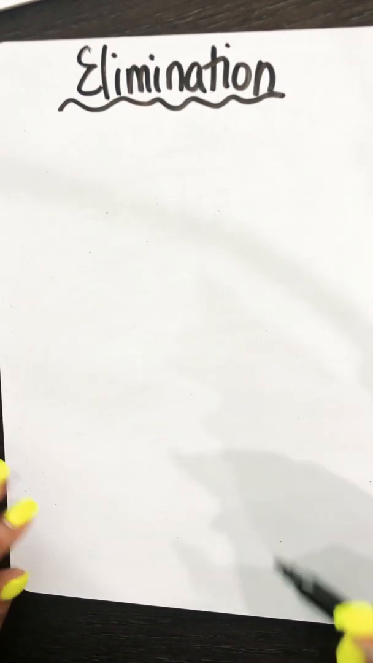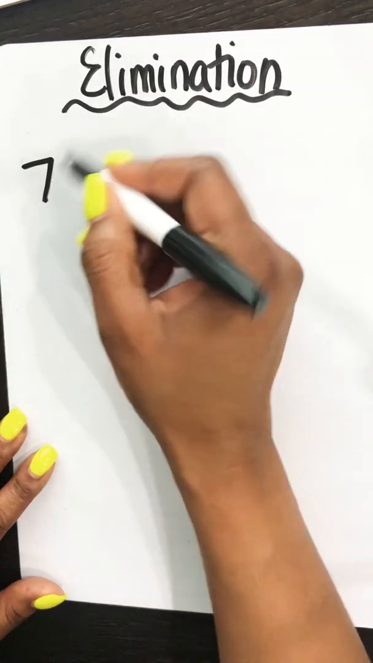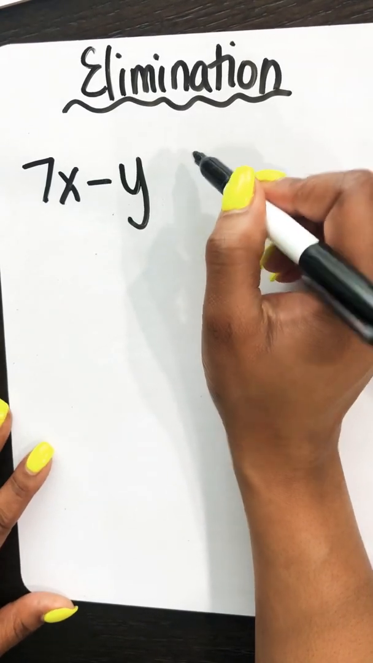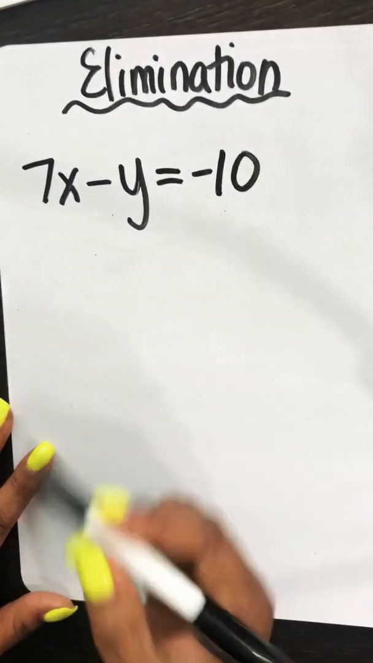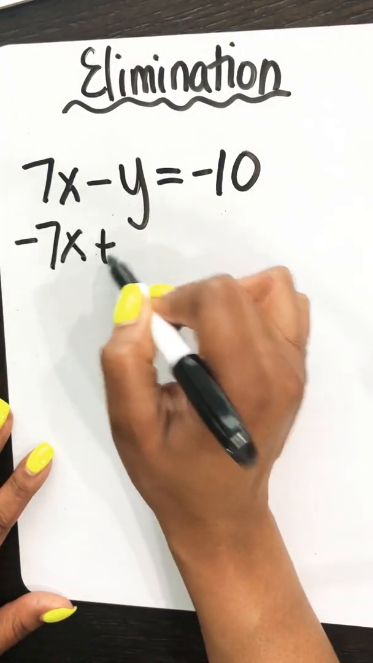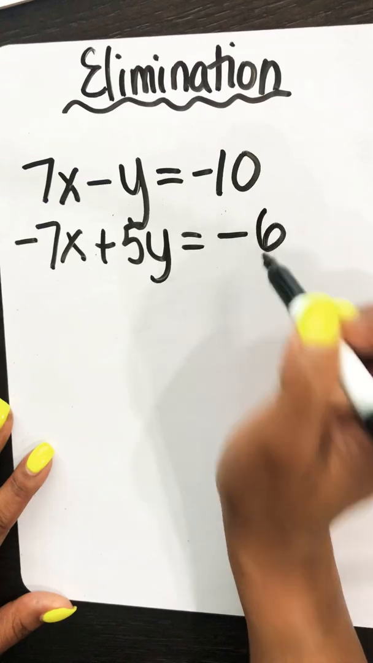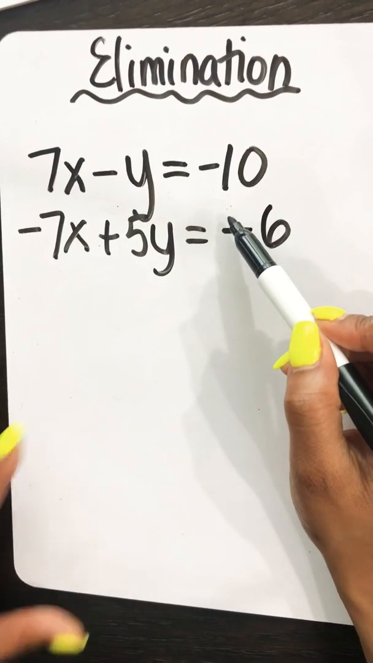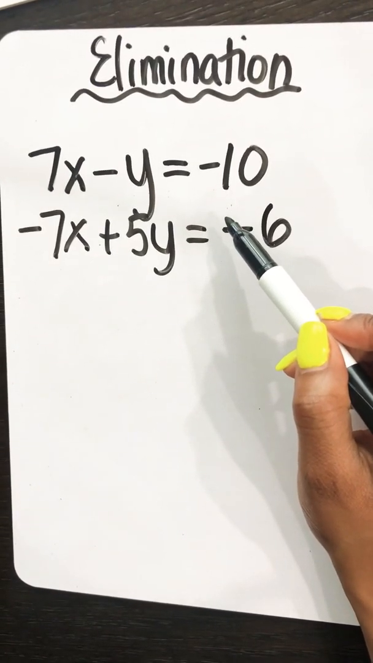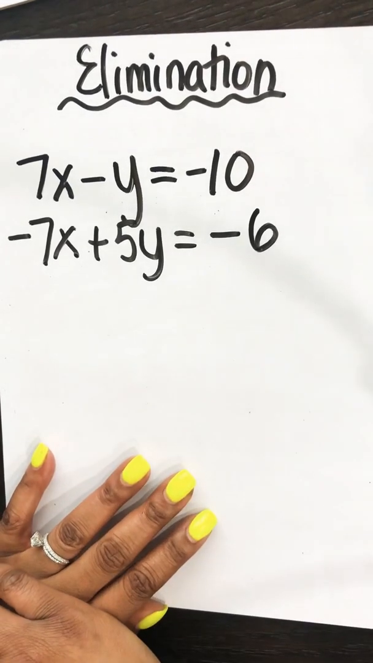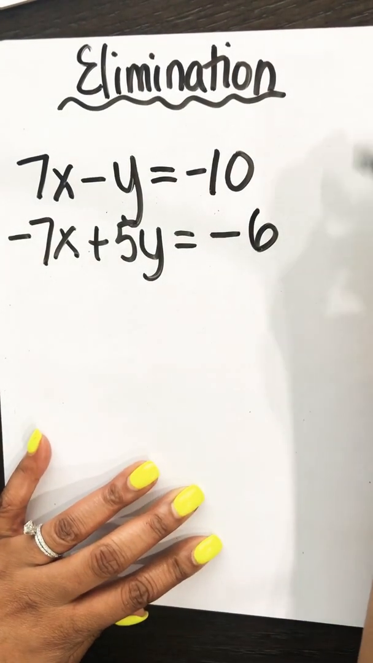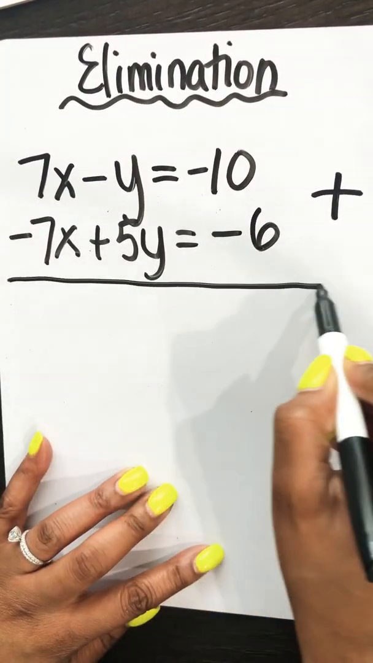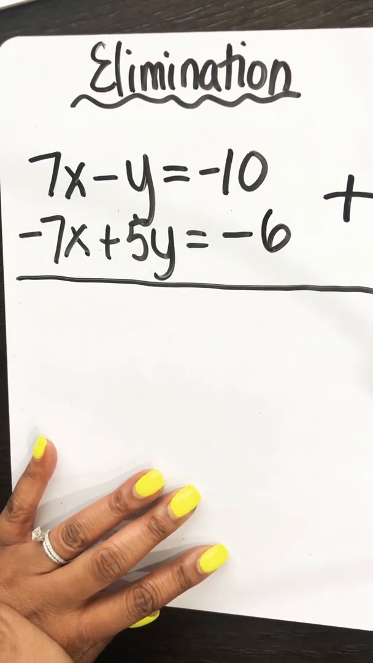So if we jump right into the example, we have a system of equations, which we said was two or more equations. Our first equation is 7x minus y equals negative 10, and our second equation is negative 7x plus 5y equals negative 6. So elimination says that we want to eliminate a variable. How do we eliminate a variable? Well, we would eliminate a variable by adding our two equations together. Let's take a look to see what would happen when we add our two equations together.